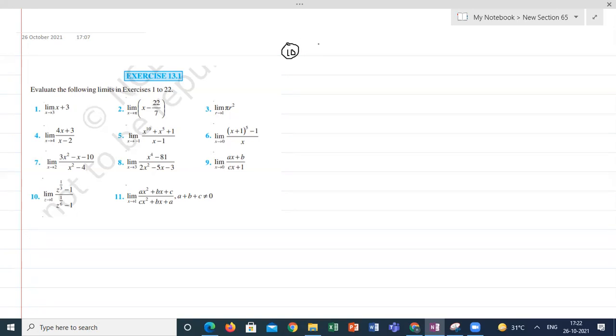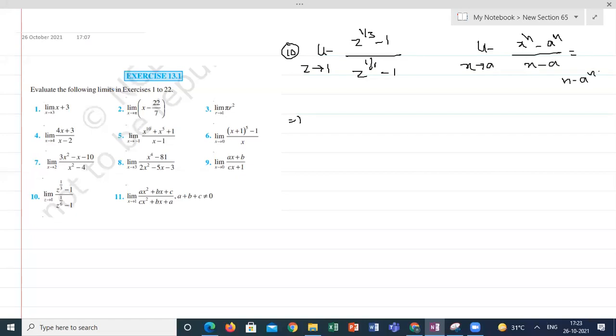Tenth question. Limit z tends to 1, (z power 1 by 3 minus 1) by (z power 1 by 6 minus 1). Just to understand this, I am separating the limits first. Try to remember this formula: limit x tends to a, (x power n minus a power n) by (x minus a), which is equal to n into a power n minus 1. So try to convert it into that format.